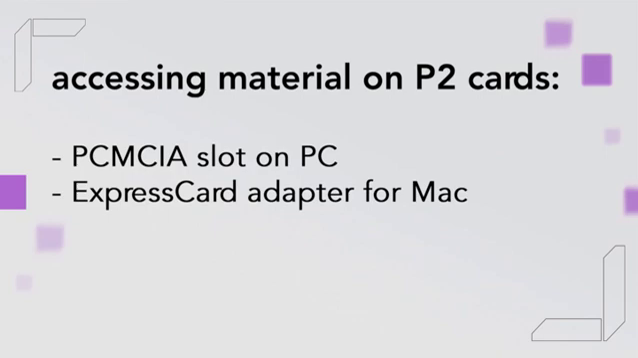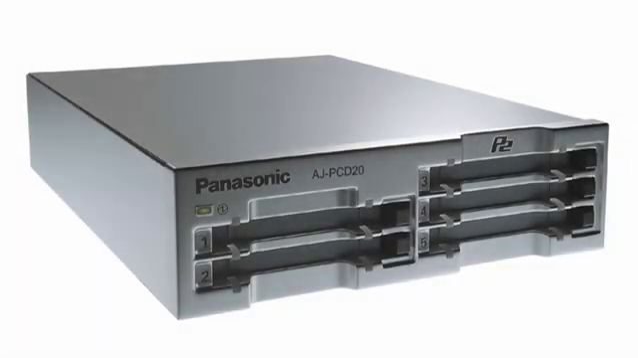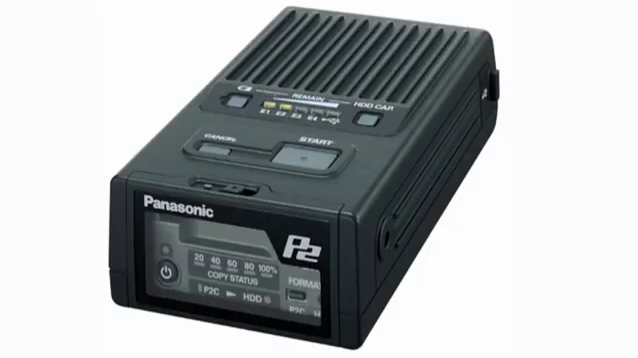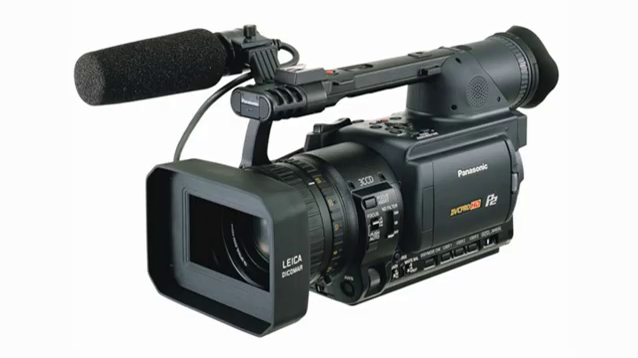Firstly, you can actually use the PCMCIA slot on your PC. On a Mac, you'll actually need a PCMCIA to PC Express adapter. Alternatively, Panasonic offers a range of P2 card reading hardware which can be connected to your editing system via Firewire or USB. For example, you could use the AJ-PCD20 5-bay P2 drive, or the P2 Store, or other compatible Panasonic hardware, including the camera itself.